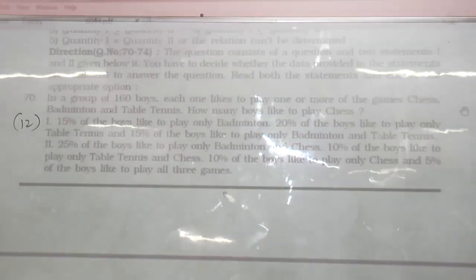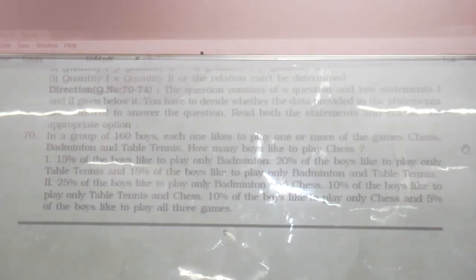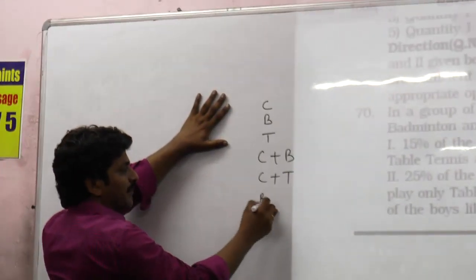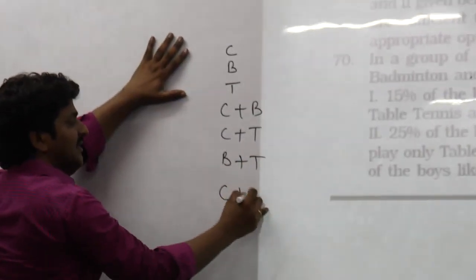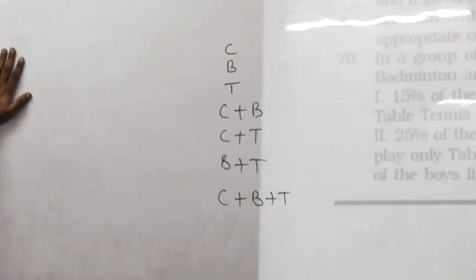Next, 71. In a group of 160 boys, each one likes to play one or more of the games chess, badminton and table tennis. How many boys like to play chess? How many games are there? 3. So let's write possible cases. Only chess, only badminton, only table tennis, or chess and badminton, chess and table tennis, badminton and table tennis, chess, badminton, table tennis. These are the total possible cases.